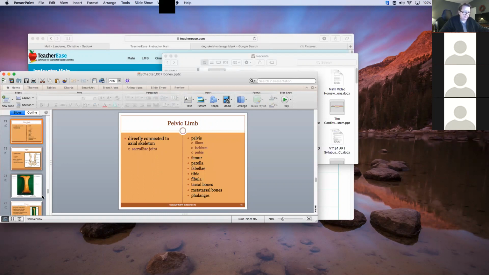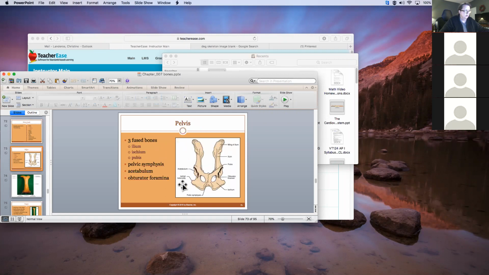Hopefully you can still see this slide, but this gives you all the bones of the pelvic limb from proximal to distal. One thing to stress here on the pelvis: you have the ilium, the ischium is down here, and the pubis is in the middle between the obturator foramen, and that's where it fused. That is a cartilaginous joint. So the three joints were the fibrous, cartilaginous, synovial.